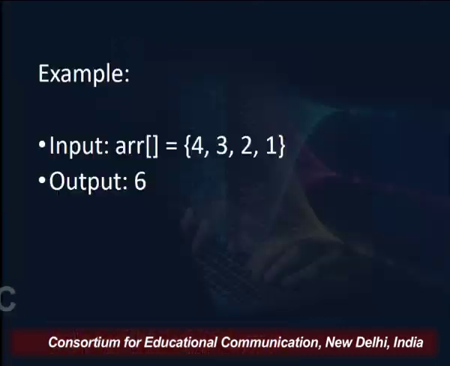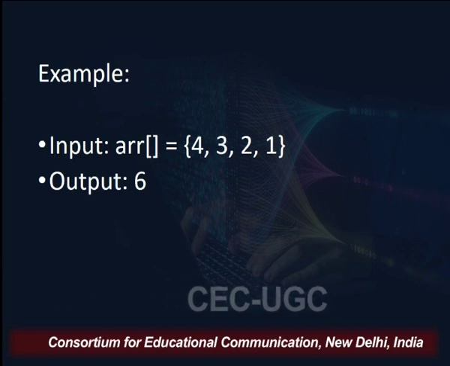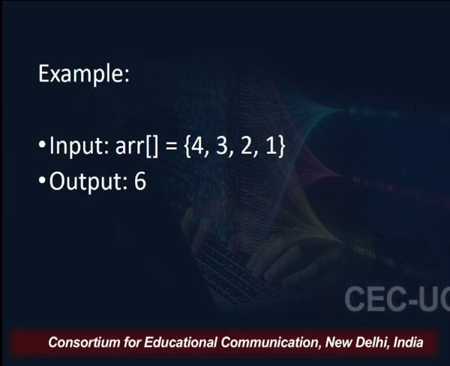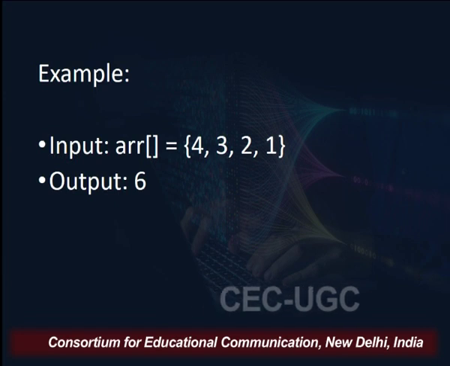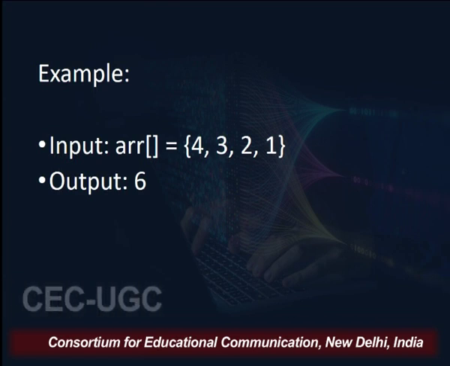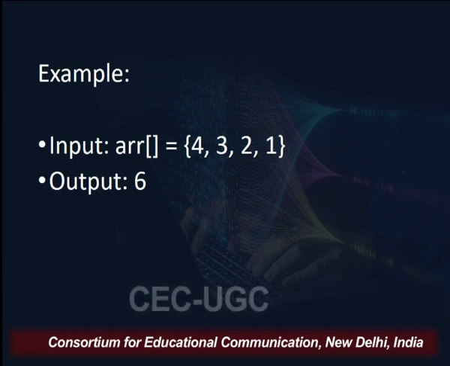Let us take an example. Let us say we have an input array which is 4, 3, 2, 1. Here you can see that, taking the sorted array as the benchmark, all the elements are in the opposite order. Rather than being 1, 2, 3, 4, they are 4, 3, 2, 1. If we implement our inversion counting algorithm on this, it is going to give us an output of 6.